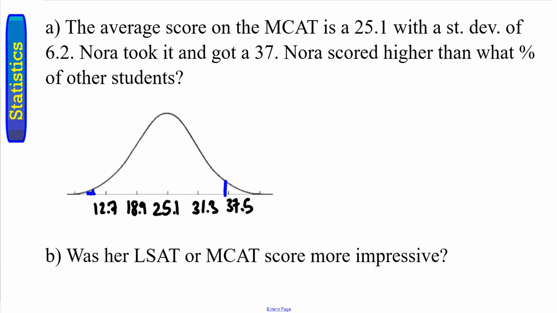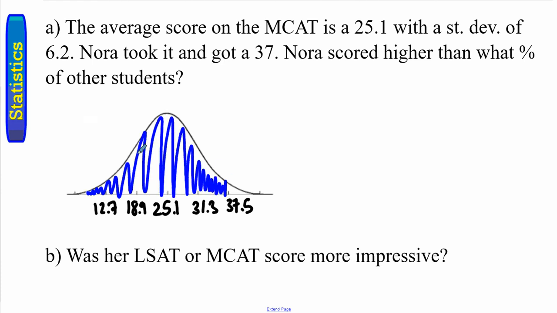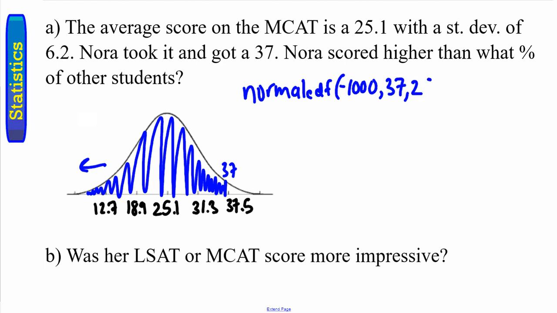And we want to know what percent of students did she score higher than. So again, that's a percentile. What percentile was she in? We want to know what percent of students scored below here. Well, we can use normal CDF again. Normal CDF, it's a left bound of negative infinity, so just use a very large negative number. Her score was 37, so up to a 37. This time the mean was a 25.1. Standard deviation was 6.2, and then we run that.